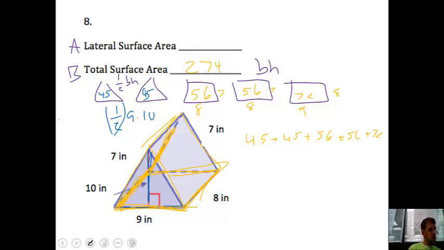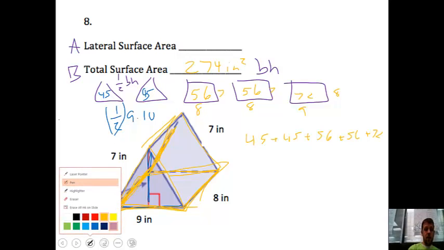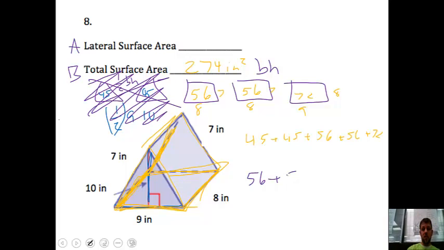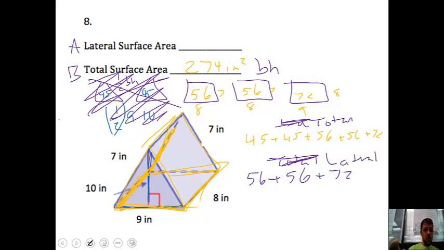Now when I add 45 plus 45 plus 56 plus 56 plus 72, I end up getting 274 inches squared. Now I want you to find the lateral surface area. So you would eliminate the bases, and you would just add up 56 plus 56 plus 72 to get the total. Whoops, the 274 was the total, and this is lateral. So my answer ends up being 184 inches squared.